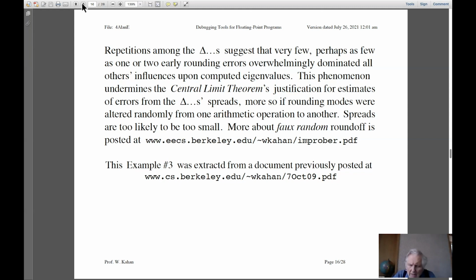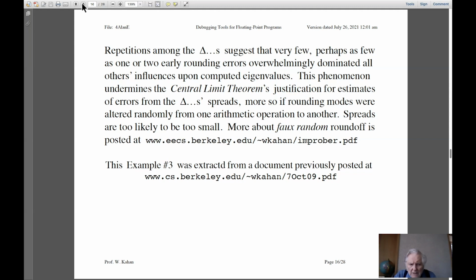And it turns out, as exemplified if you study the results on the previous pages, you'll see that there seems to be a lot of repetition in the variations that are exposed by recomputation with redirected roundings. And that's because it turns out that very often, very few rounding errors are responsible for the bulk of the variability. And so what that does is really undermine the central limit theorem.